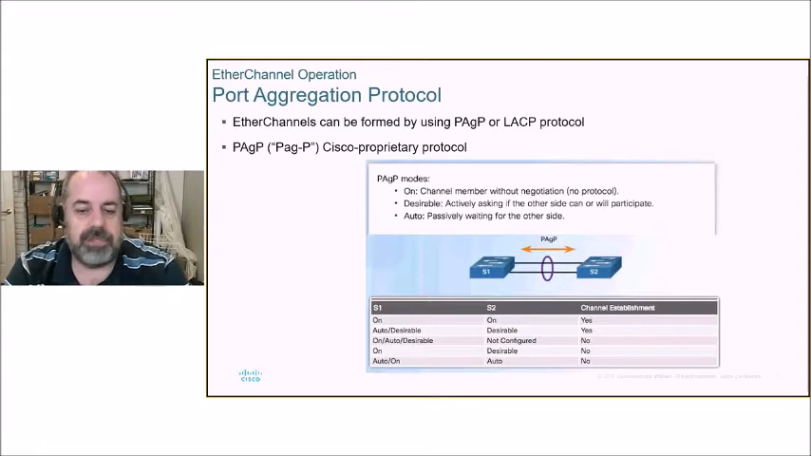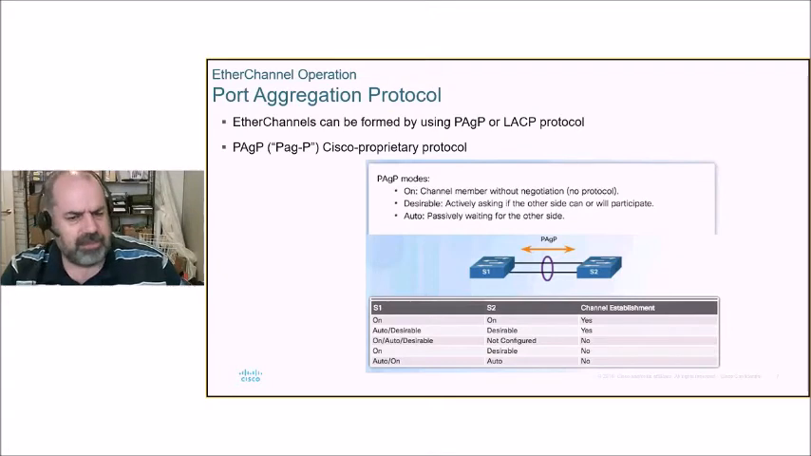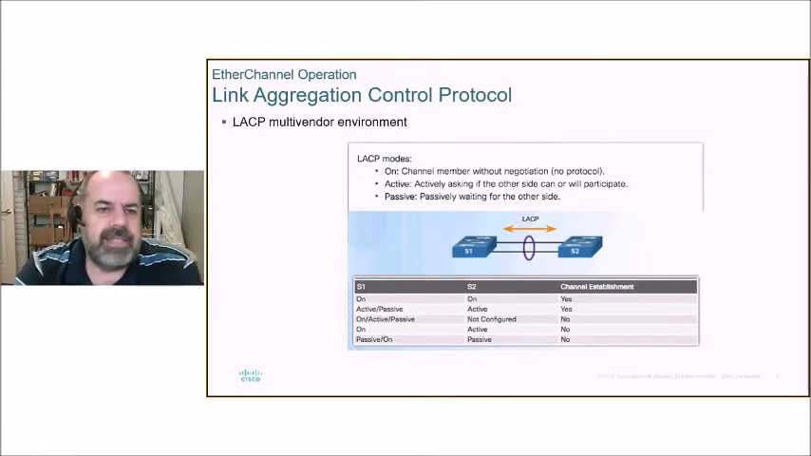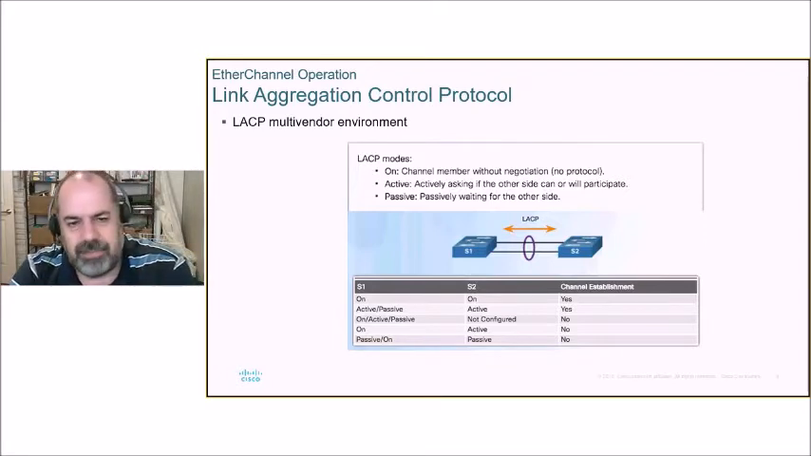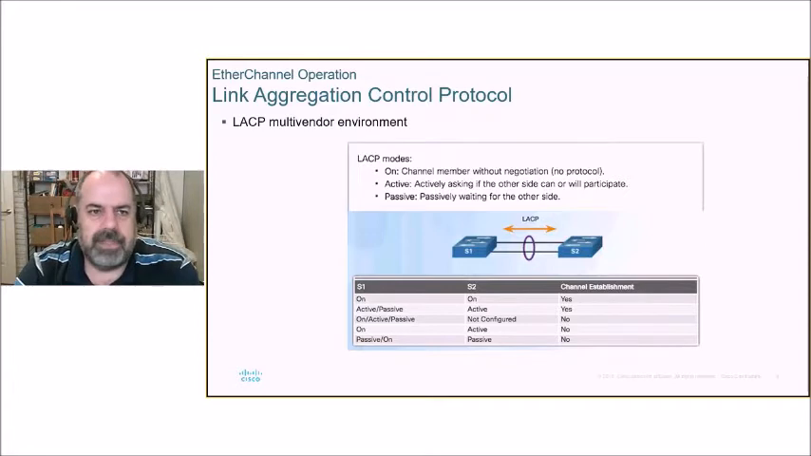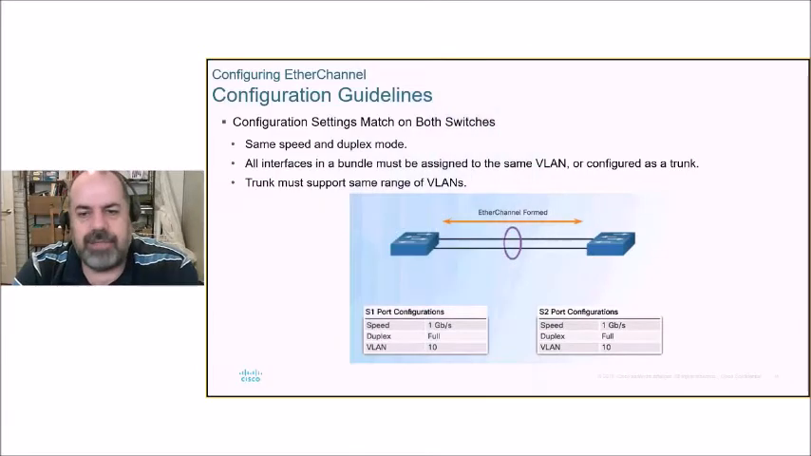Or of course you can just set both ends to on, basically. Now the default setting is actually auto. With LACP, the modes are on, active, or passive. On is, again, no negotiation, so you don't need a protocol. Active is the equivalent of desirable, and passive is the equivalent of auto. So they behave in basically the same ways, but they're different protocols. As I said, LACP is a standards-based version of it. So how do we configure it?